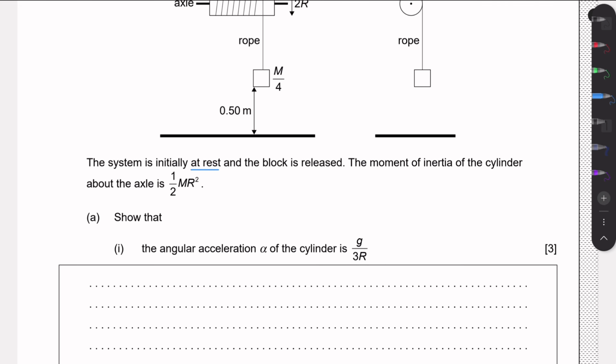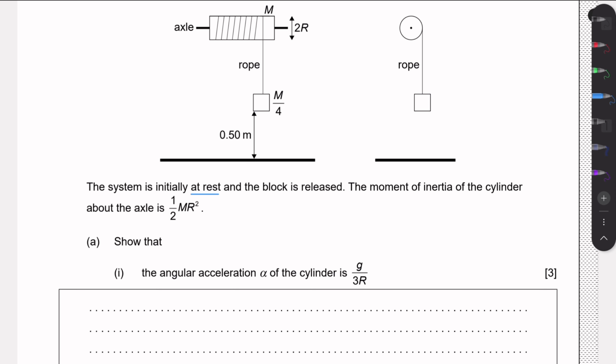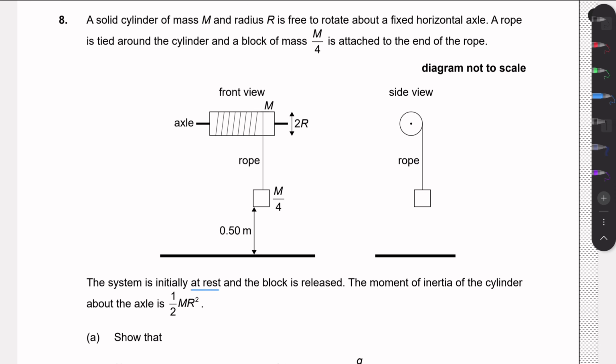So firstly, we need to show that the angular acceleration alpha of the cylinder is g over 3r. So for this, we first need to notice some of the forces acting on this system. So we know that on the block there will be a weight force, and we also know that there will be a tension force in the string that's keeping the string attached to the block. And we also know that the block is going to be accelerating downwards, so that means that there's going to be a net force pointing down. And so from this we can see that the weight will be larger than the tension, so that when we add the weight and the tension we'll have a force pointing downwards.